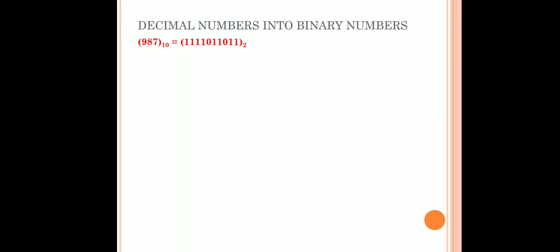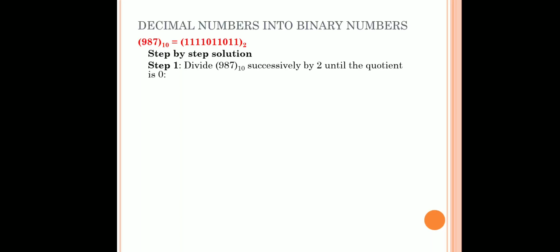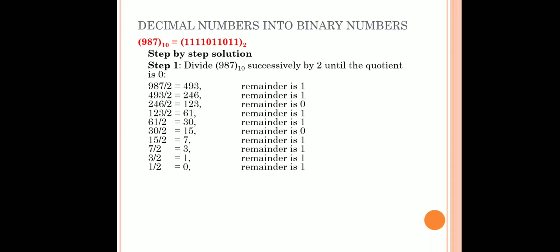987. It is a decimal number and the binary equivalent is this. You will follow the same process. You will divide 987 repeatedly by 2, and the division I have shown you here. You can see 987 divided by 2, you will get 493 as quotient, remainder is 1. Then 493 divided by 2, quotient is 246, remainder is 1. Like this you will divide it, and finally you will get 0.